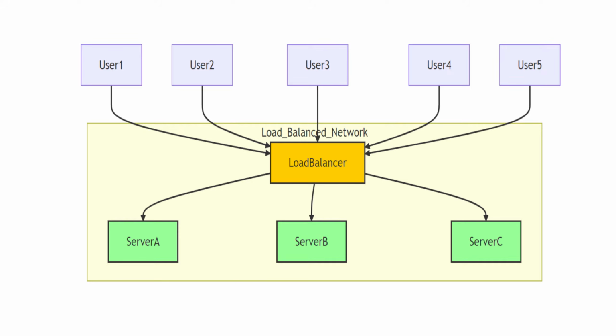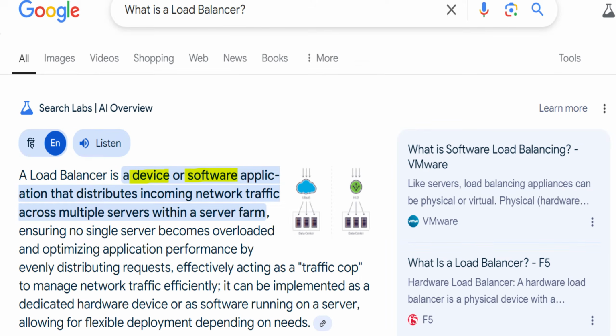It ensures that the traffic is distributed evenly across the servers so that no single server is overburdened with the requests. A load balancer is a tool which can be a network device or a software that helps distributing incoming network traffic across many servers. But wait, how something can be a device and a software also?